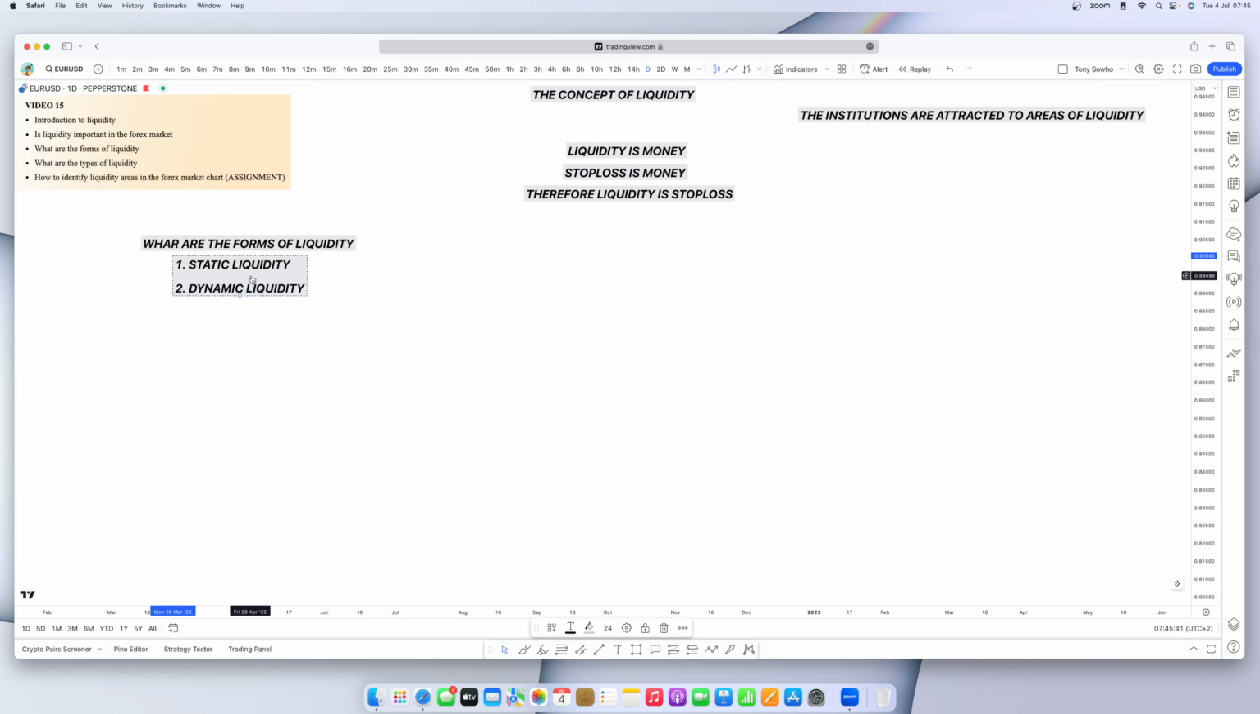Static liquidity: one place, stagnant. I can also use the word stagnant. Static can be stagnant. Stagnant liquidity, static liquidity is in one place. And then dynamic liquidity. Dynamic, we can also give that as moving. So the liquidity is not in one position. Liquidity is moving. That's it. So static liquidity and dynamic liquidity.